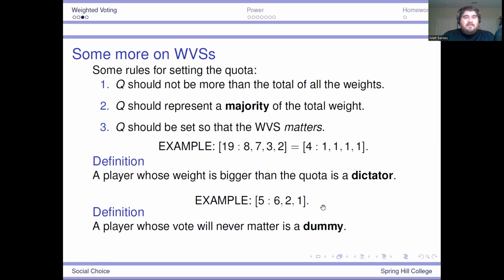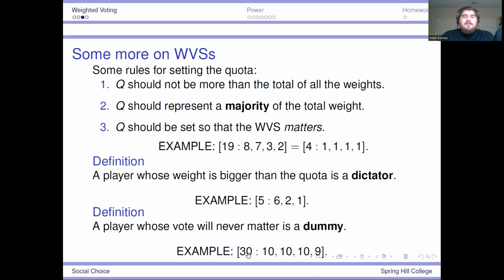And in that case, we call the other 2 players a dummy. That is a person whose vote never matters. So whether or not they vote yes or no is irrelevant to the outcome. So in this example again, whatever 6 votes is going to happen. Players 2 and 3, with a weight of 2 and a weight of 1, are going to be dummy voters in this case, where it really doesn't matter what they say.